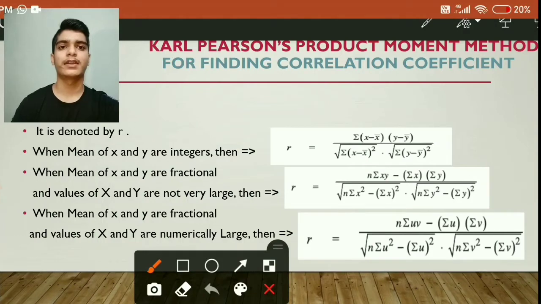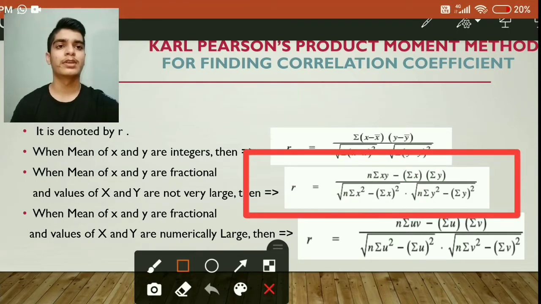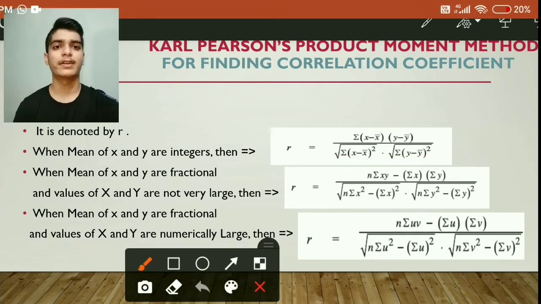When the means of x and y are fractional and the values of x and y are not very large, we will use the second formula, which is r is equal to n sigma xy minus sigma x into sigma y upon under root n sigma x square minus (sigma x) whole square into under root n sigma y square minus (sigma y) whole square. When the means are fractional and the values of x and y are large, then r is equal to n sigma uv minus sigma u into sigma v upon under root n sigma u square minus (sigma u) whole square into under root n sigma v square minus (sigma v) whole square.